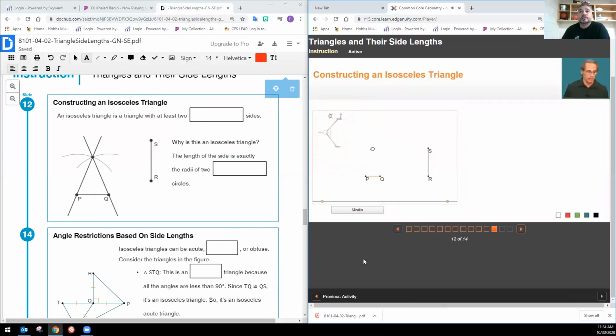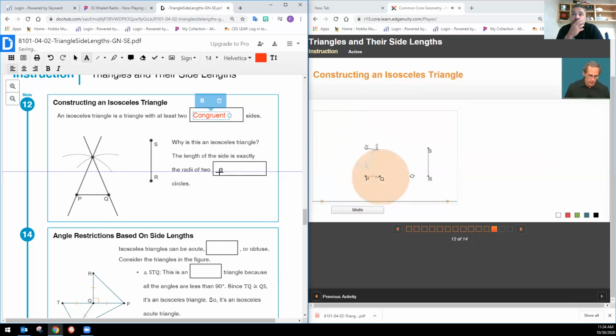Segment PQ. What I'm going to do is drag my compass over and notice, oh, look what happened. The width of the compass is exactly the length of RS. So I'll go over to point P and I'll rotate an arc. And I'll go over to point Q and I'll rotate a second arc. And what do you notice?